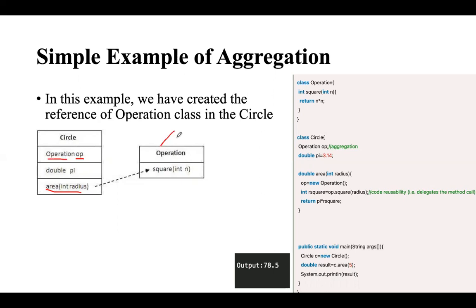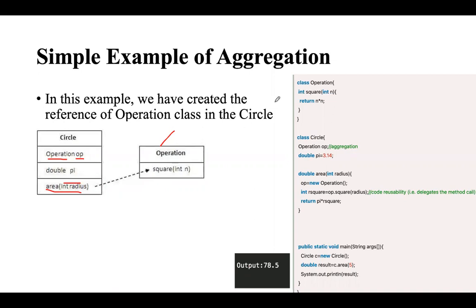It is written here, this operation class. And this operation class has some other method square, and we are passing some integer n as a parameter into it. And when we call this method of the operation class in the circle class, like here with int radius, we can call this square method in some other class. So this is what we call aggregation.